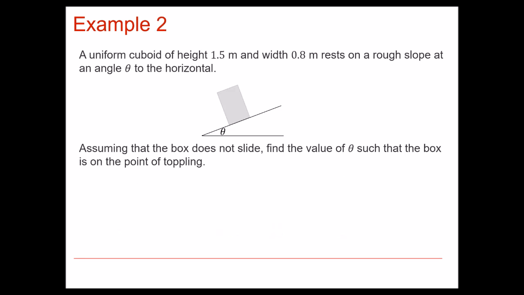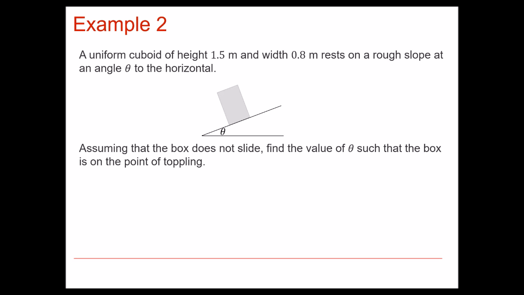Now in this second example, we're also thinking about the idea of toppling. But this time we've got this object is on a slope with an angle theta to the horizontal. Alright, it's the same dimensions of box as earlier, but we're told to assume that the box does not slide. So we're assuming that this surface is rough enough that the box isn't going to slide. Can we find the value of theta such that the box is on the point of toppling?